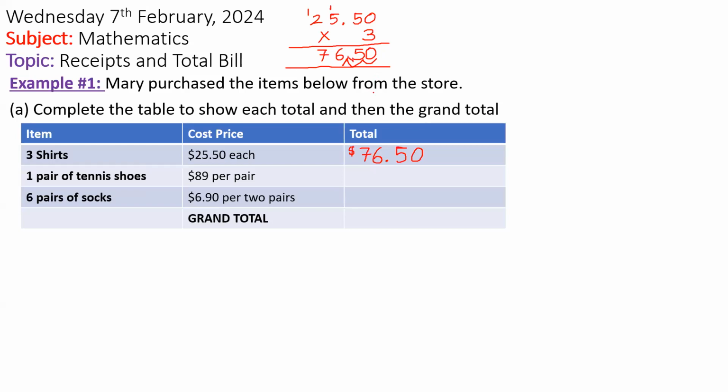Yes, sir. All right, so how do we get the total cost of the 3 shirts? What did we multiply? Multiply $25.50 times 3. Very good. We multiplied $25.50 times 3 and we got $76.50. Let me know if you understand how we got it. Anyone understand how we got our answer?